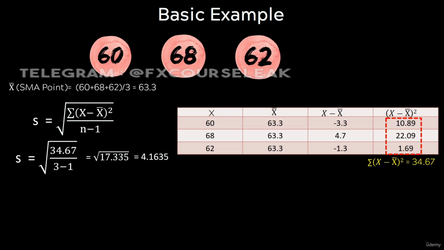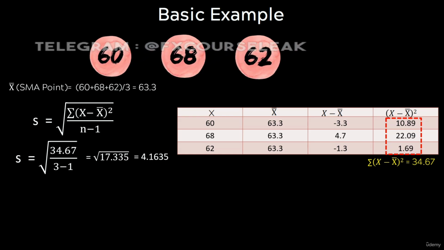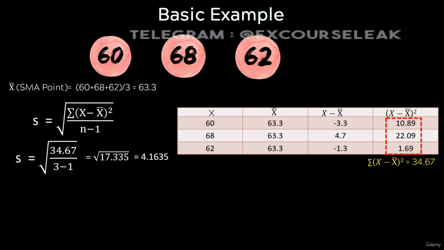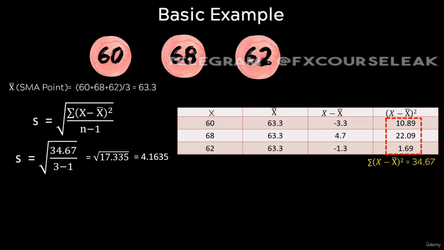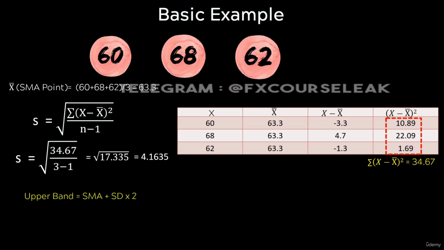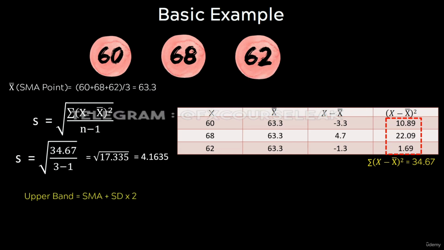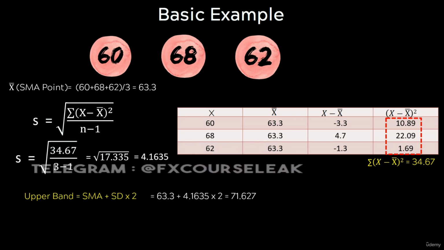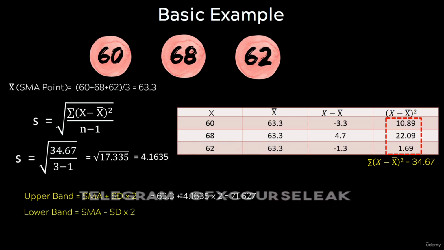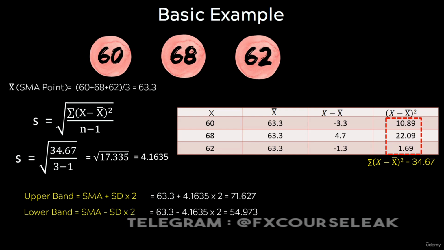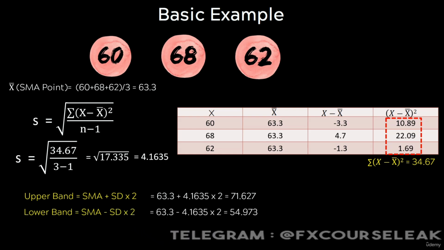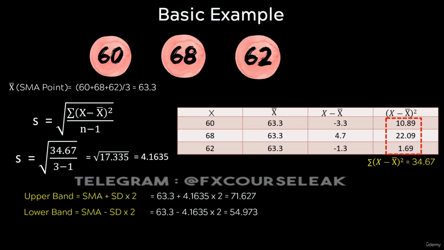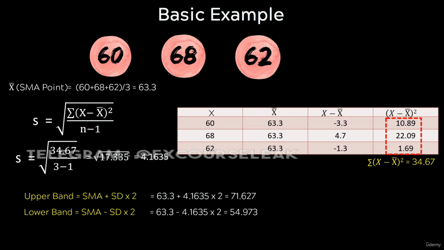Now in order to use this standard deviation to calculate the upper and lower bands corresponding to this SMA point, that is midpoint of 63.3, we will use the formula as we have seen in previous lectures. That is, upper band is simply simple moving average plus standard deviation multiplied by 2, and lower band value is simple moving average minus standard deviation multiplied by 2. Now friends, for our example, we know simple moving average equals 63.3 and standard deviation we have already calculated as 4.1635.